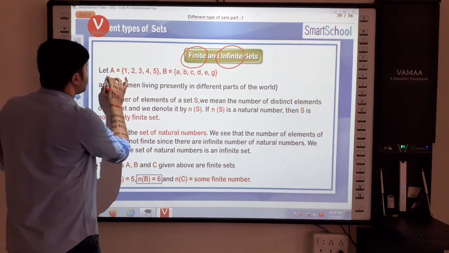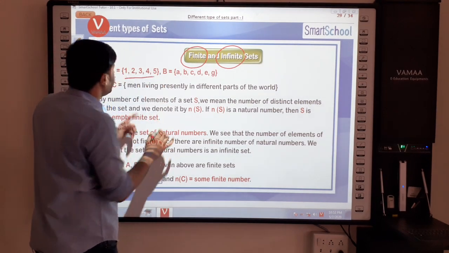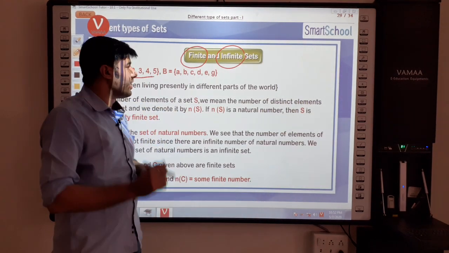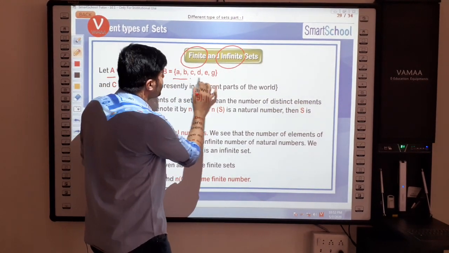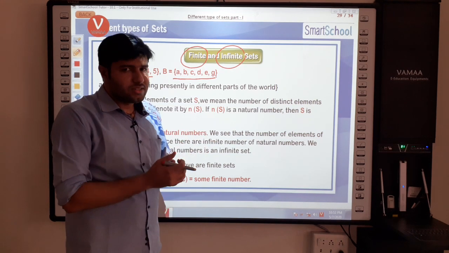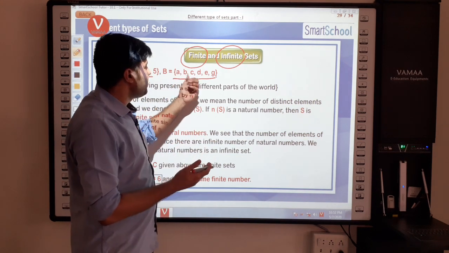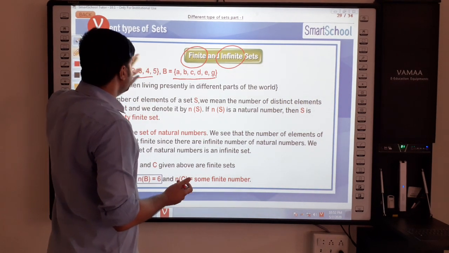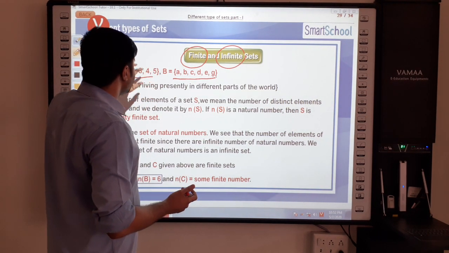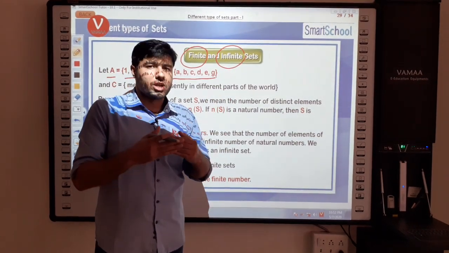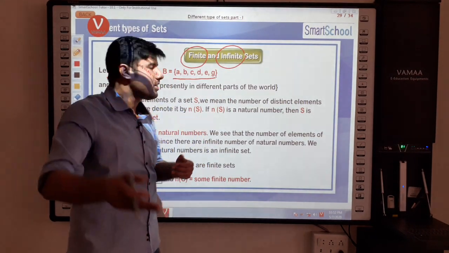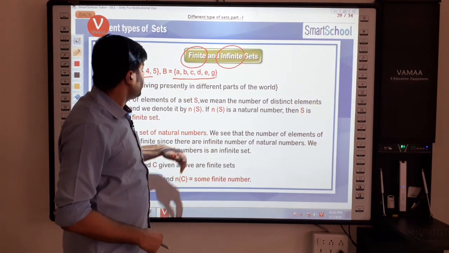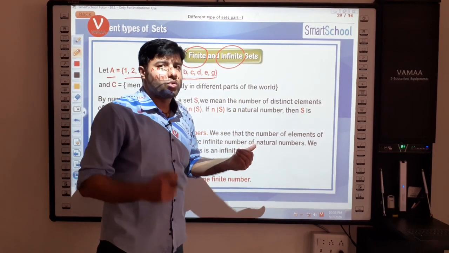Suppose we have taken a set A which has the elements 1, 2, 3, 4, 5, meaning we have the first 5 natural numbers. The second set, B, has some alphabetical symbols like A, B, C, D, E and G. So in both sets you can find that the number of elements is countable. We can count the number of elements. For example, the number of elements in set A is equal to 5. The number of elements in set B is also equal to 5.